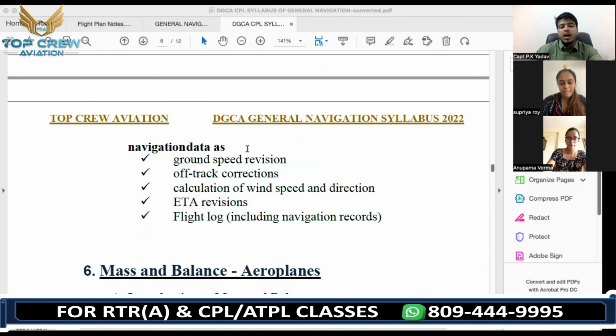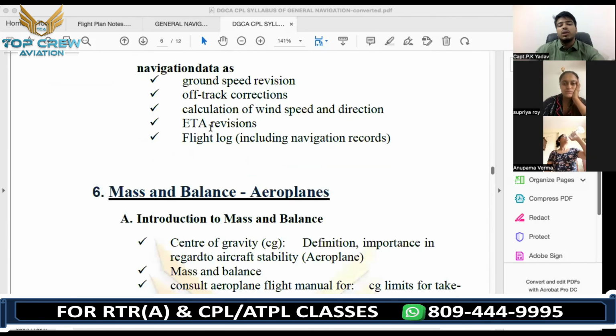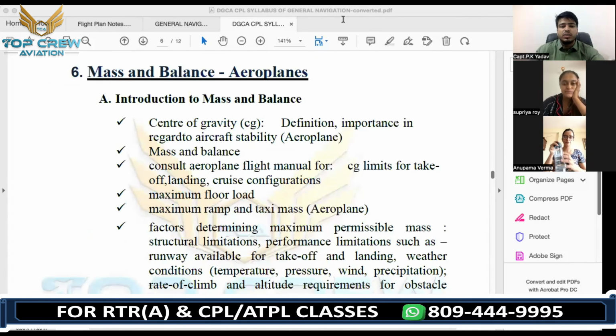Then we understand how to calculate our flight logs like wind speed, wind direction, at what altitude we are flying, with the help of pressure, temperature, so many things we would get in question. Then we have to calculate them. So basically kind of numericals which we would practice.